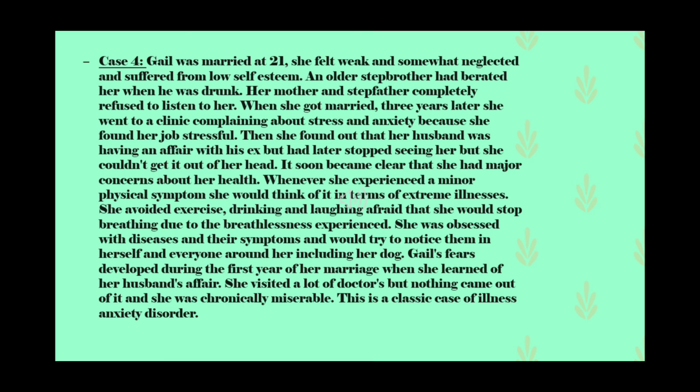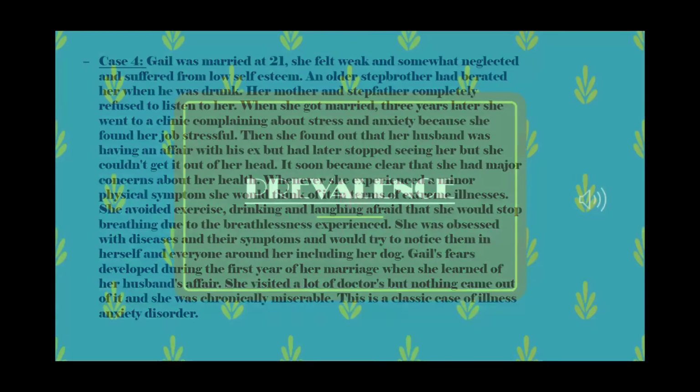It soon became clear that she had major concerns about her health. Whenever she experienced a minor physical symptom, she would think of it in terms of extreme illnesses. She avoided exercise, drinking, and laughing, afraid that she would stop breathing due to the breathlessness experienced. She was obsessed with diseases and their symptoms and would try to notice them in herself and everyone around her, including her dog. Gail's fears developed during the first year of her marriage when she learned of her husband's affair. She visited a lot of doctors, but nothing came out of it, and she was chronically miserable.